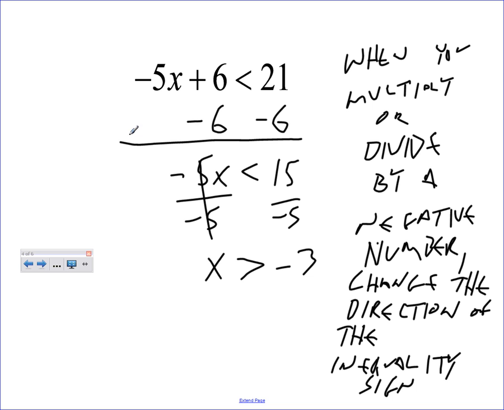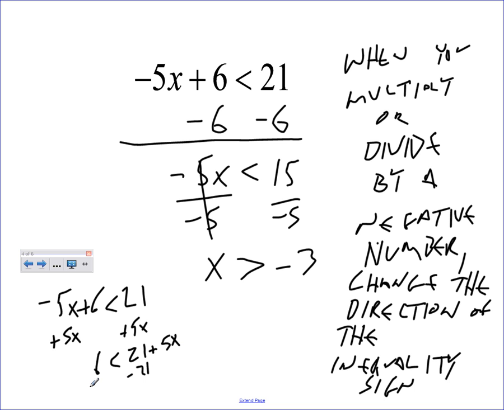Let me see if I can make that make more sense by doing this in a different way. Down here, negative 5x plus 6 is less than or equal to 21. It's going to take me an extra step. If I add 5x to both sides, which is totally legitimate, this becomes 6 is less than or equal to 21 plus 5x. If I then subtract 21 from both sides, I get 5x is greater than or equal to negative 15. And now when I do the division, I get x is greater than or equal to negative 3, which is what I have here.